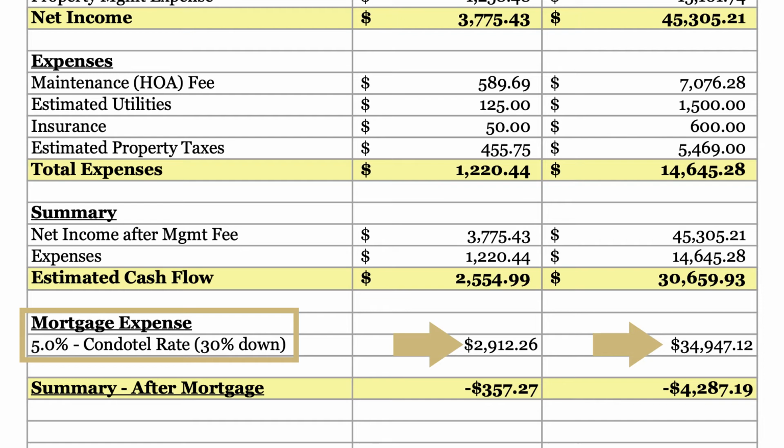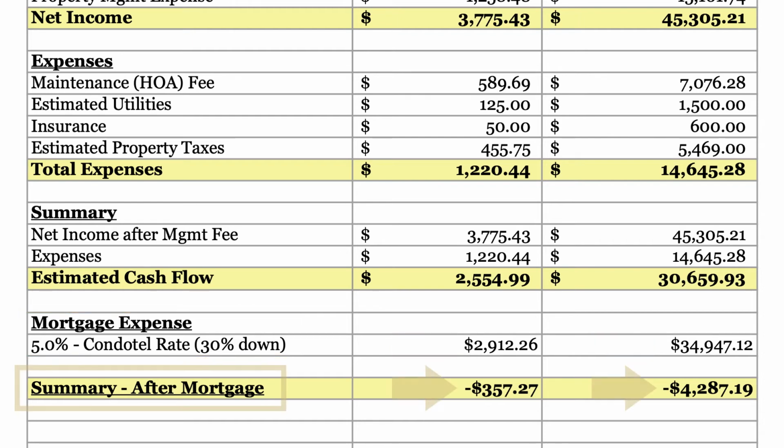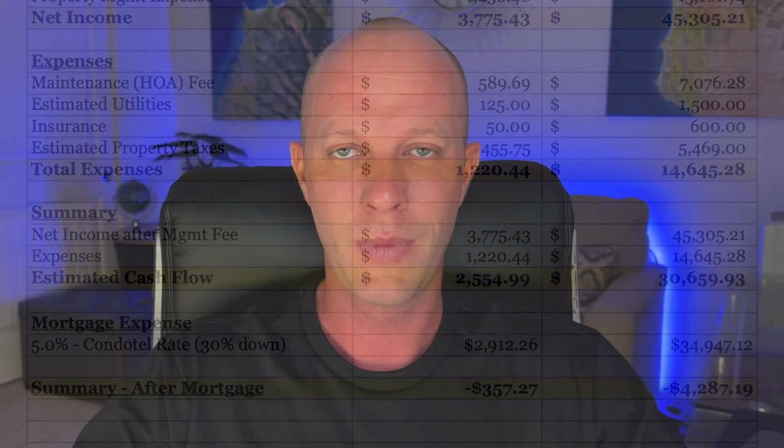In this example, the online mortgage calculator gave us a monthly payment of $2,912 per month. And as you can see, after you factor in the monthly mortgage expense subtracted from the estimated cash flow, the property is slightly in the red. You don't quite make enough to pay for a mortgage and all the expenses. So that's it. That's how we calculate potential rental income profits for any given property here on Maui.